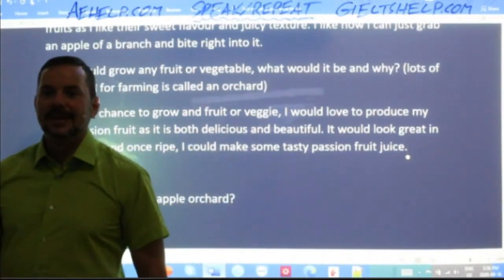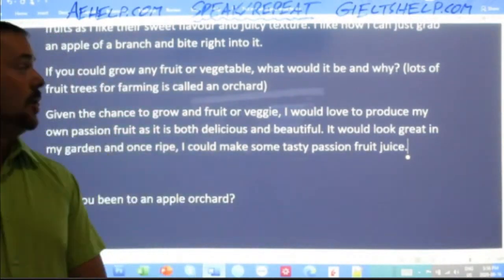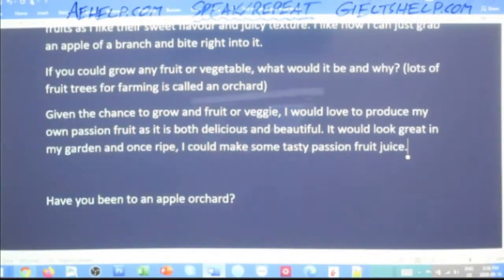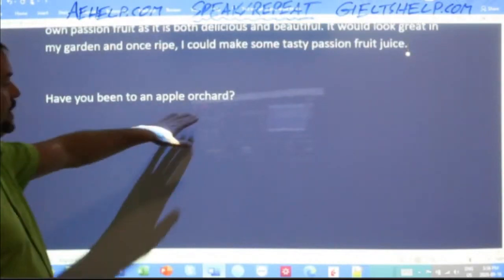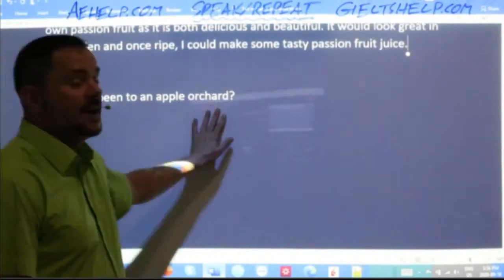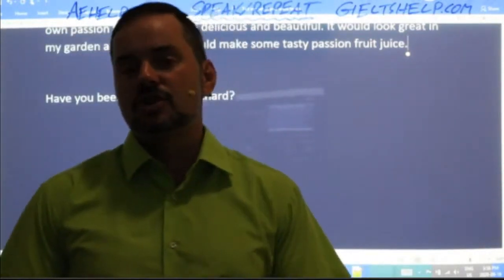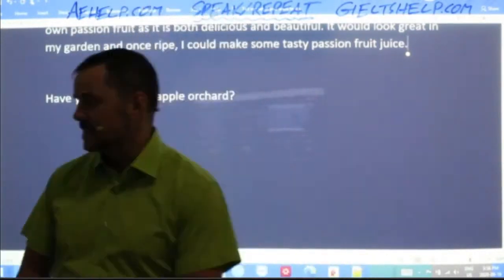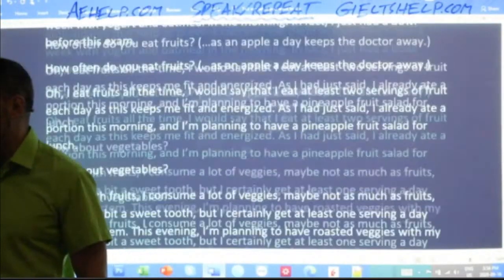So, again, use the condition. Okay, use the condition. All right. So, here's one more question, and now you know the meaning of orchard. Have you been to an apple orchard? This is the final question. I'm going to leave this one for you to try on your own. You should use the present perfect when answering because it's present perfect.